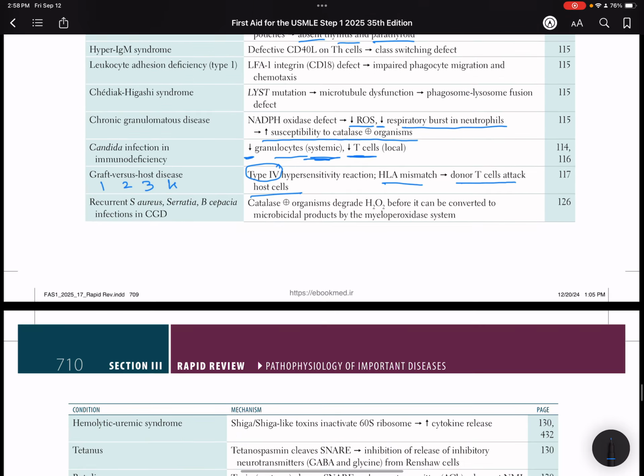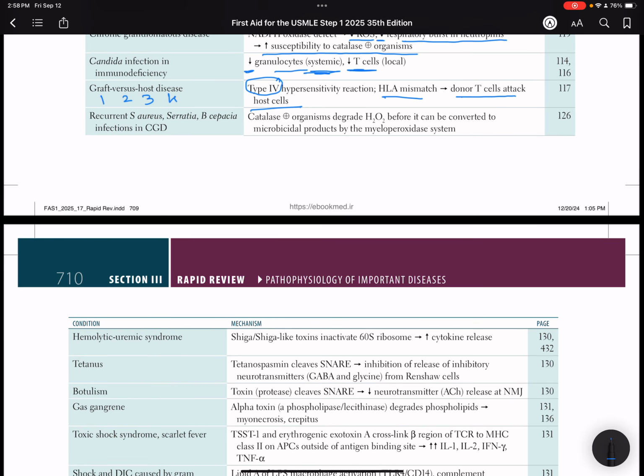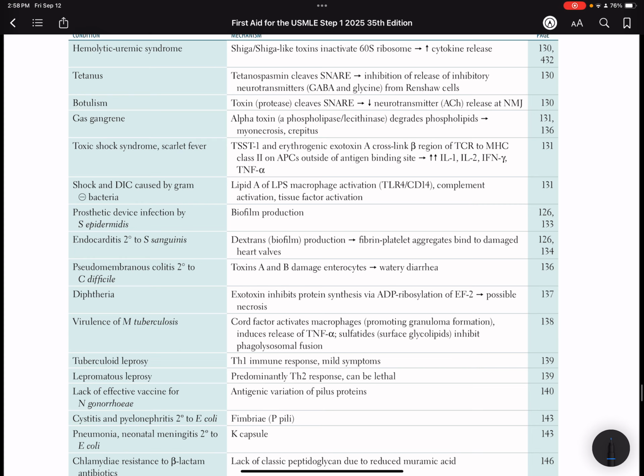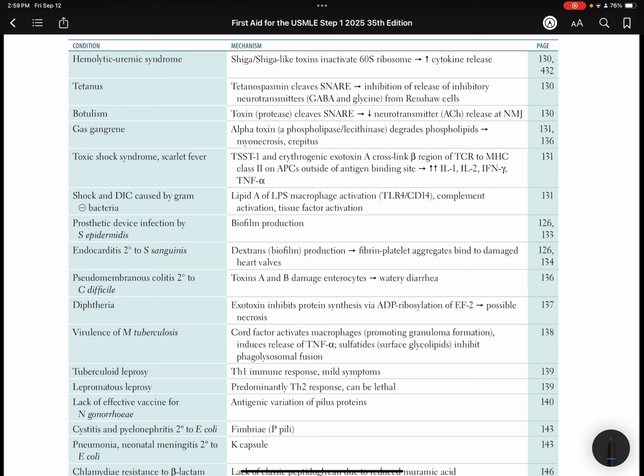Next is recurrent S. aureus, Serratia, B. cepacia infection in CGD. These are all catalase positive organisms. So catalase positive organisms degrade H2O2 before it can be converted to microbicidal products by myeloperoxidase system. Next is hemolytic uremic syndrome, HUS. Hemolytic uremic syndrome is Shiga-like toxins inactivate 60S ribosome, which causes increased cytokine release.